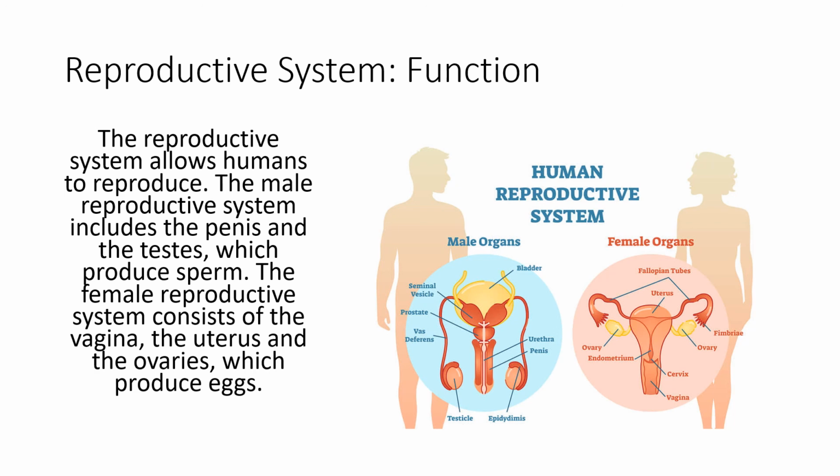So obviously there are two versions of the reproductive system, male and female, and this is what allows humans to reproduce. The male reproductive system includes a penis and testes, and they produce sperm. Sperm are produced throughout a male's entire life. The female reproductive system is the vagina, uterus, and ovaries, and these produce eggs. The ovaries specifically produce eggs. Eggs are really only produced during development of the female, and very few eggs are produced throughout her lifetime.